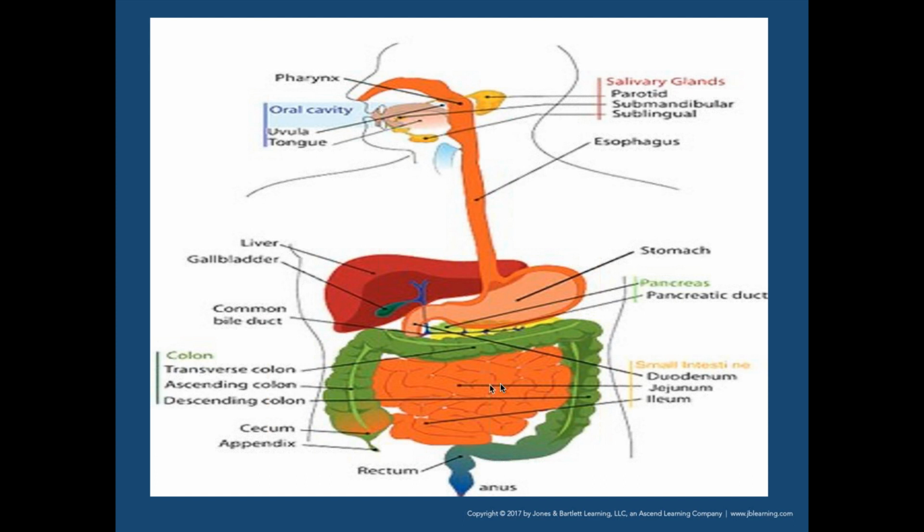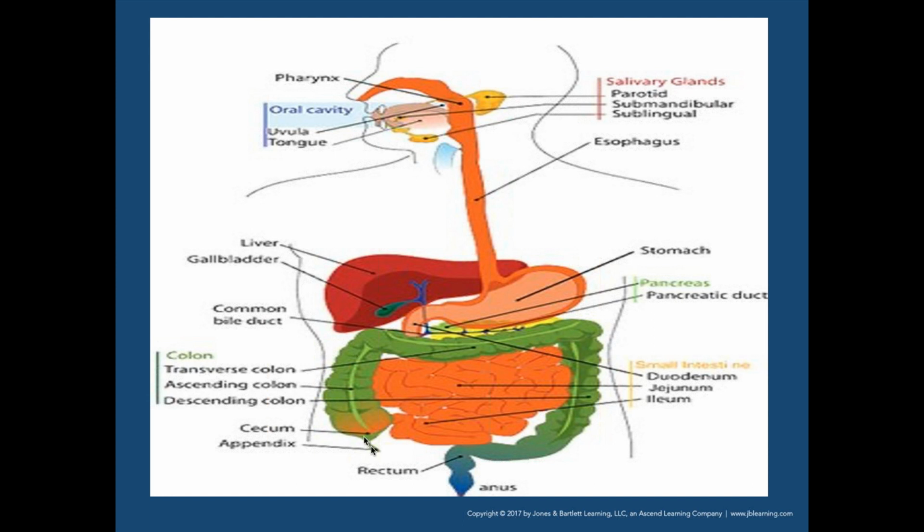I'm sorry, it drops down into here to the small intestines. I'm sorry, I got lost completely, and I'm sitting here talking about it. You have your duodenum. We'll talk about this a little bit further in a minute. Your jejunum and your ileum. That helps break all the food down in here in your small intestines, and then it goes into your large intestines. I apologize, I got it backwards back here.